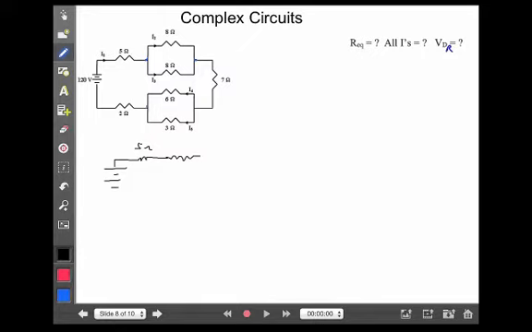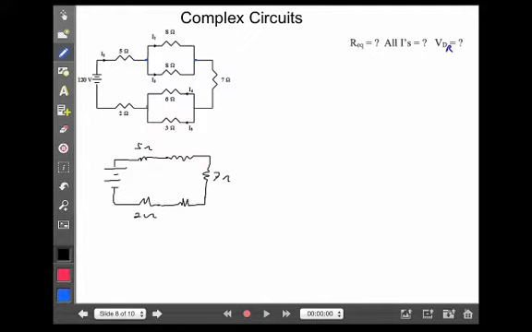Now, let's pretend I don't know what it is right now, so I'll just leave that blank. The 7 ohm resistor, I'm leaving alone. I don't want to touch it right now. And then the 6 and the 3, I'm also going to squish together into one resistor. I don't know what it is yet. And then the 2 ohm, I'm going to leave alone. Okay? So notice I've left that 7, 5, and 2 alone.